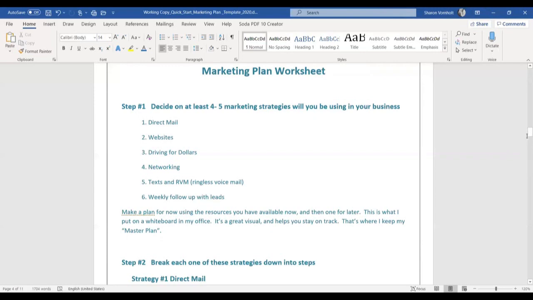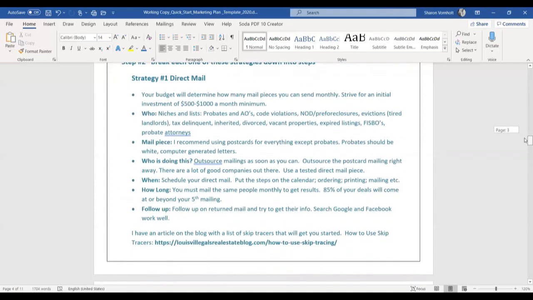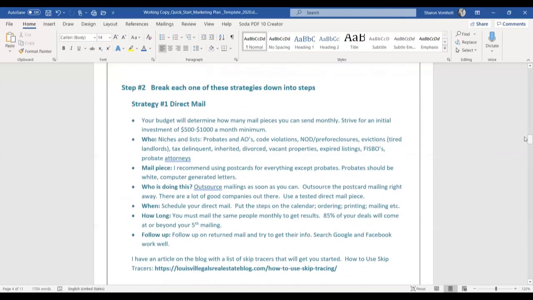So let's take step two. Step one was to decide on your strategies, and step two was to break each one of those down into steps. Now, for this exercise, I'm not going to go through every one of those different things that you could choose to be one of your strategies. I'm going to pick direct mail. With direct mail, there are a number of things you have to decide on before you ever send out your first direct mail piece. First of all, your budget, and we'll talk about that again in a minute, but that's going to determine how many mail pieces you can send out monthly.